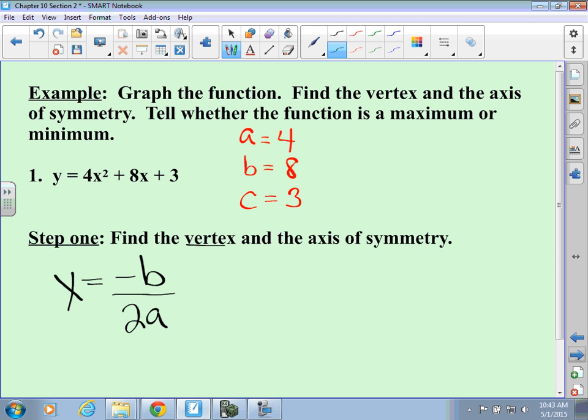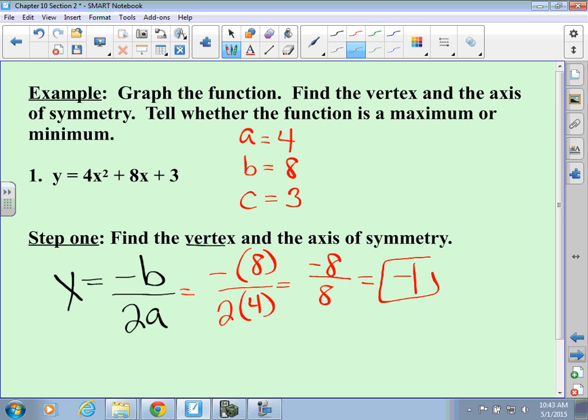I've got negative, and I'm going to plug in my 8 over 2 times 4. I get -8 over 8, and that gives me -1. Okay, I just found the x coordinate of my vertex. You okay? Yeah. Because this says x equals, which tells us it's the x, y. We're going to find the y now of the vertex.